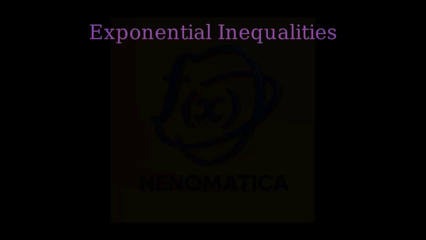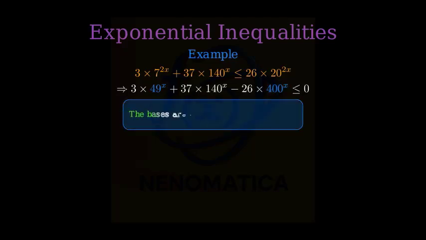Welcome to our math lesson today, where we're going to dive into the world of exponential inequalities. Let's start with an example that will help us understand how to solve exponential inequalities. In this inequality, we need to solve for x. Let's start by rewriting our expression. We notice that 7 squared is 49 and 20 squared is 400. So we can rewrite our inequality as 3 times 49 to the power of x plus 37 times 140 to the power of x is less than or equal to 26 times 400 to the power of x.